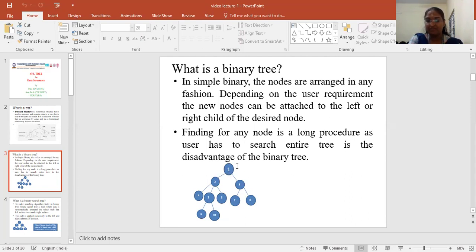Just like I have to check within a root, node one, and then I'll be going for the second and third, again 4, 5, 6, and then I'll be coming towards the seventh one, not directly towards the seventh one. This is a drawback. Wherever you want to check a particular node in the tree, the whole tree will be searched. This is the drawback of a binary tree.